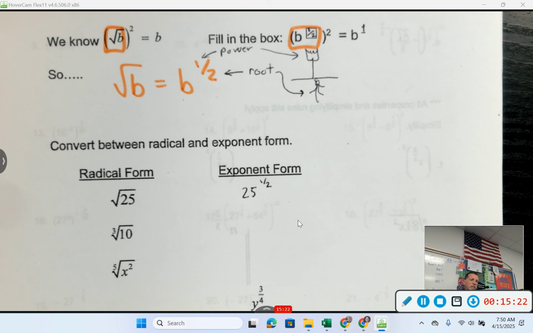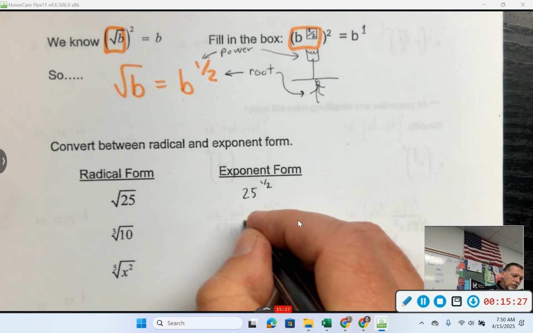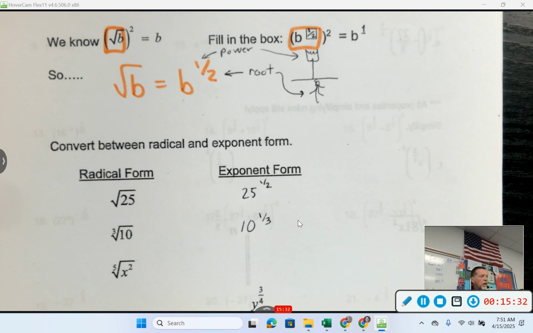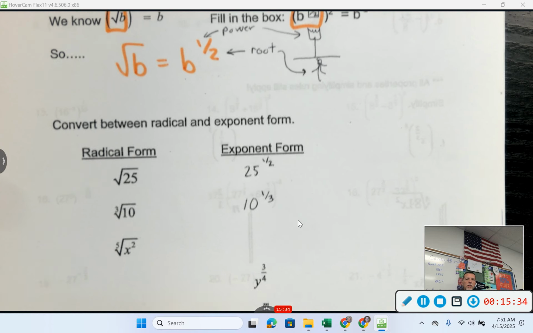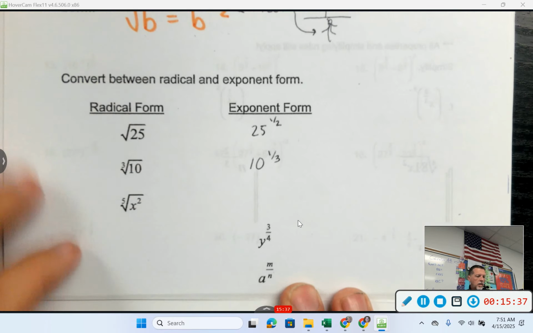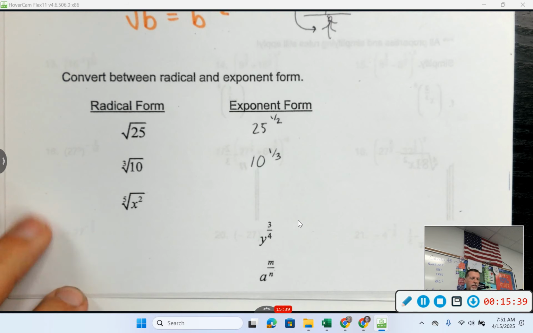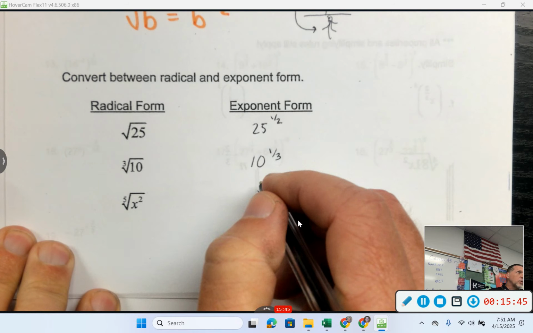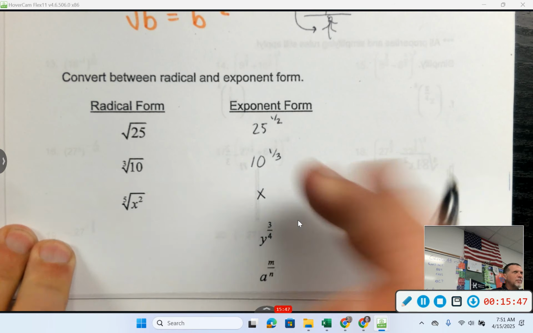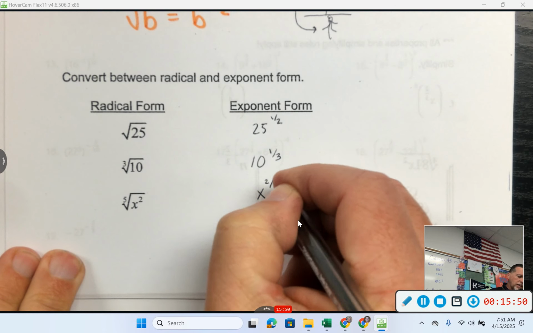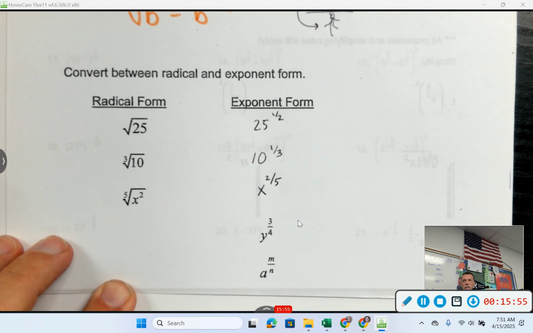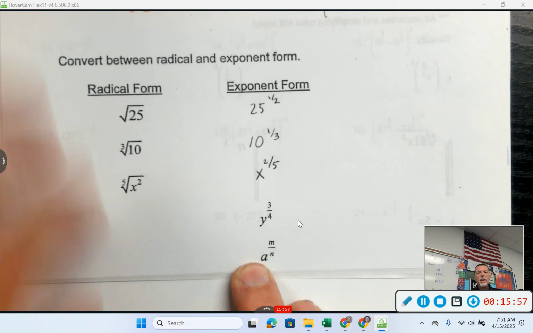How about the cube root of 10? 10 to the 1/3. Because it's 10 to the first, that's the power, but the root is 3. What about the 5th root of x squared? So Ryan, what you said was right, x to the 1/5 all squared, but we'd rather just write it as x to the 2/5. Flower power grows on top, root grows underneath.